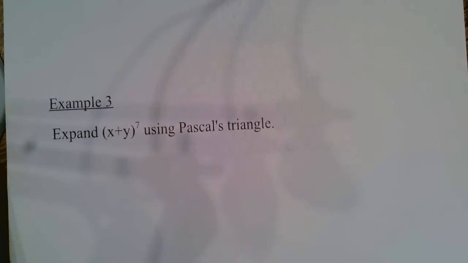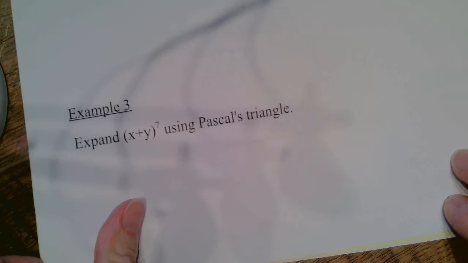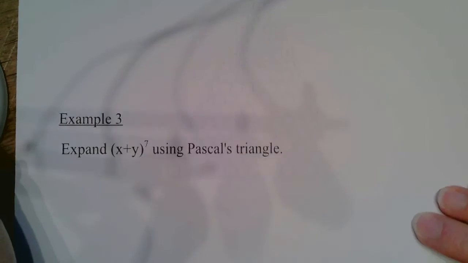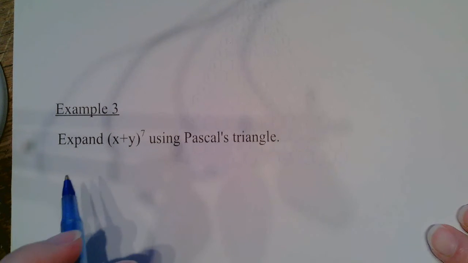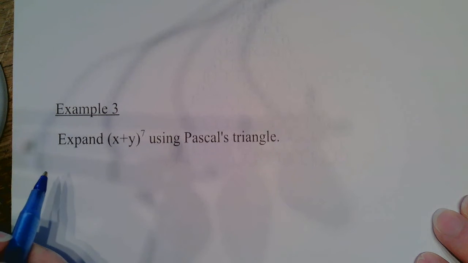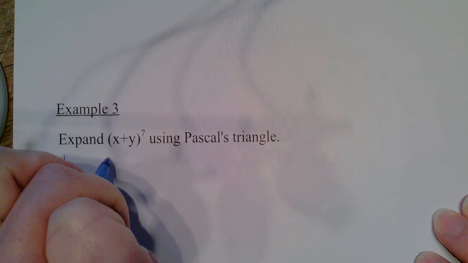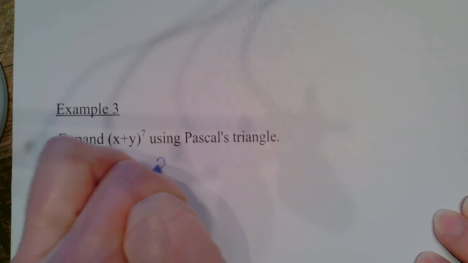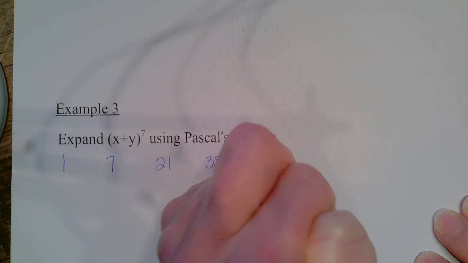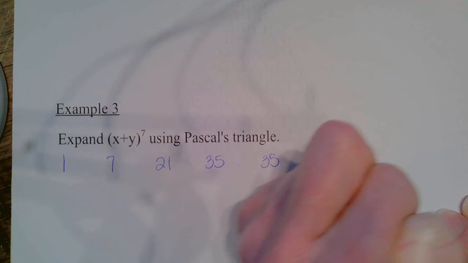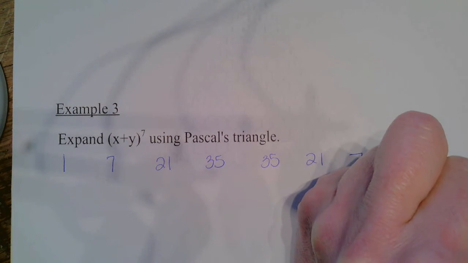Okay, so let's try another one. x plus y to the 7th. So if you turn your paper over, sorry, I keep getting crooked, and look at the 7th row, the coefficients for the 7th row are 1, 7, 21, 35, 35, 21, 7, and 1.